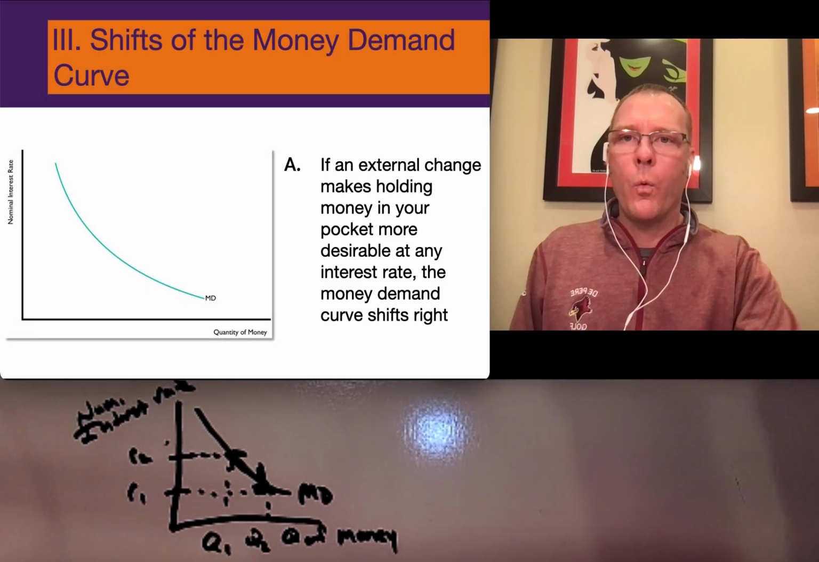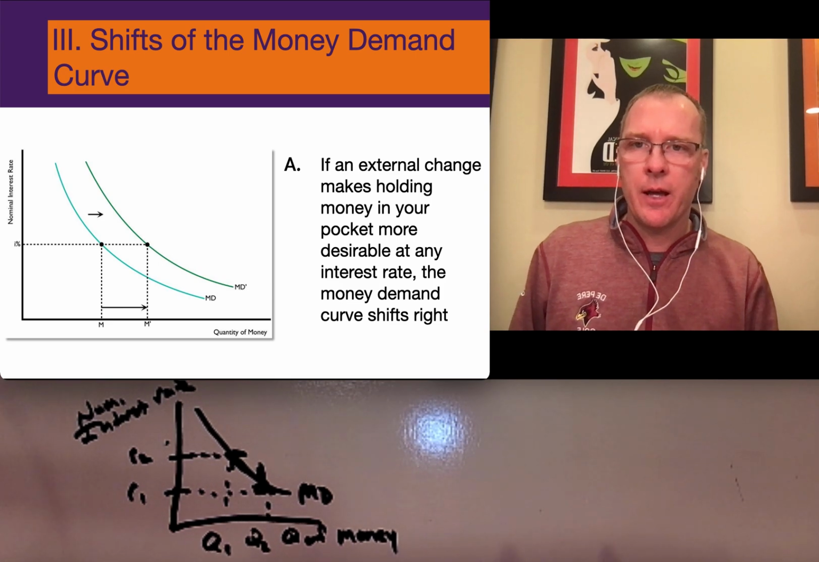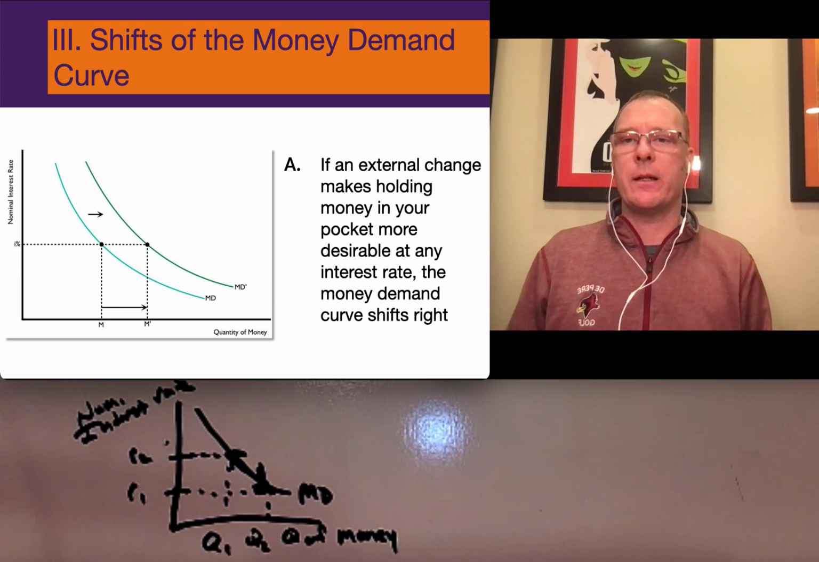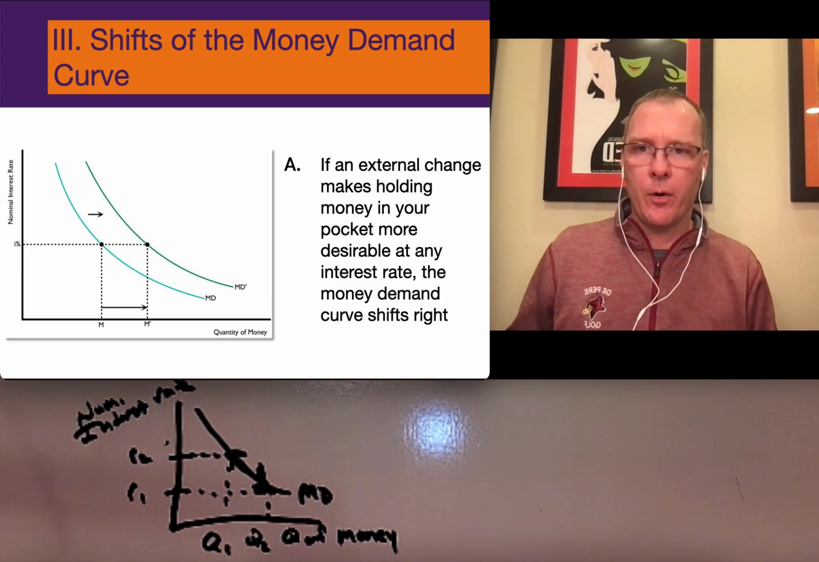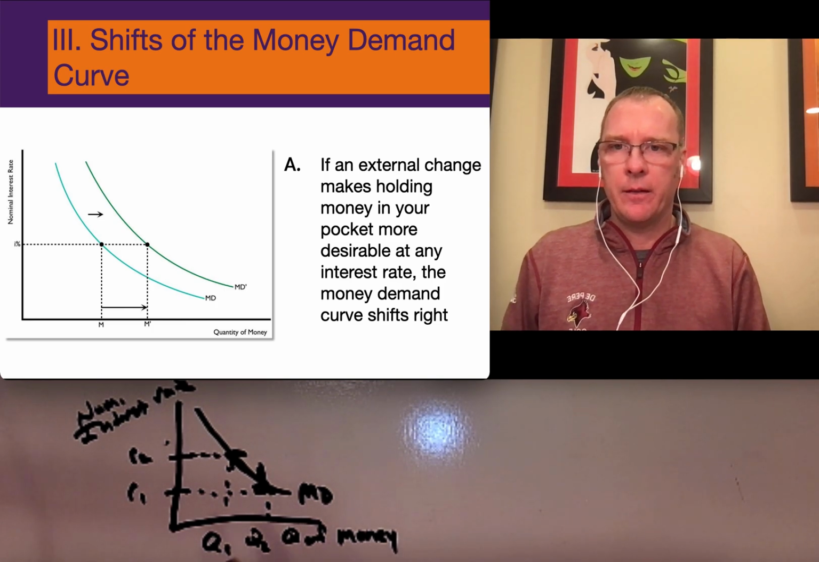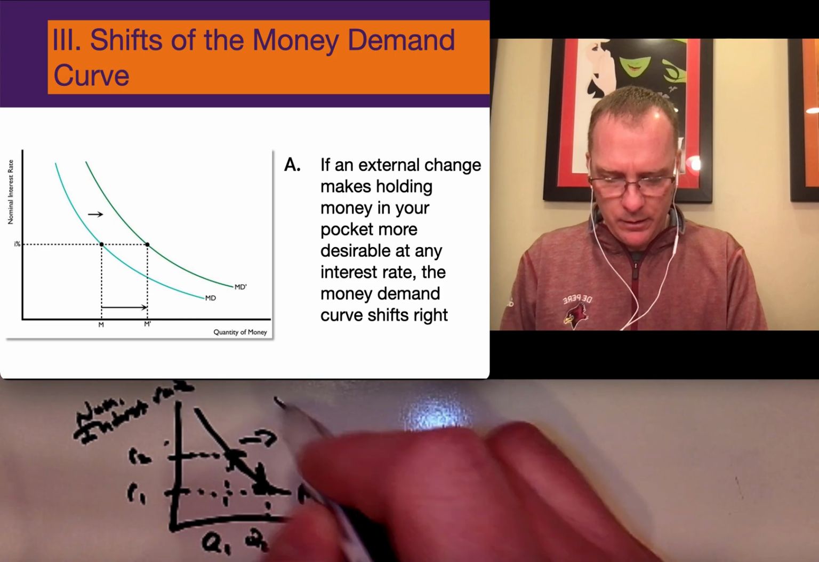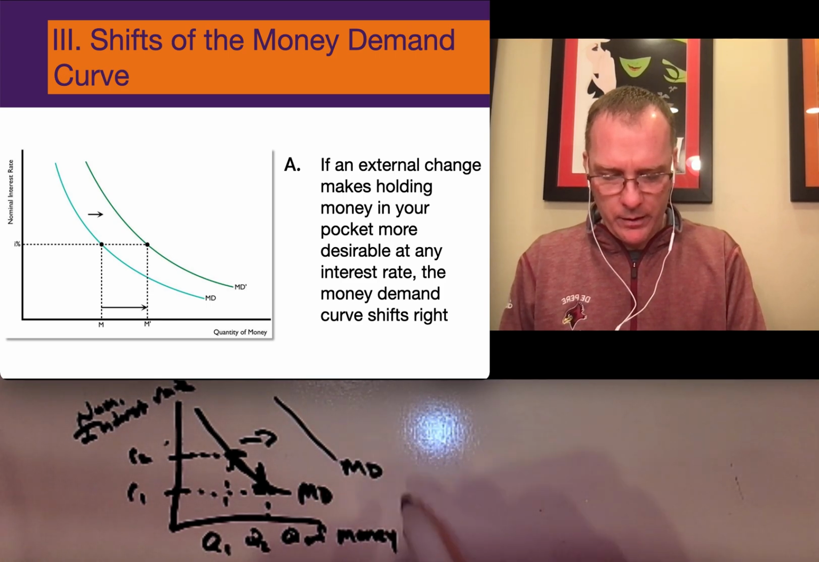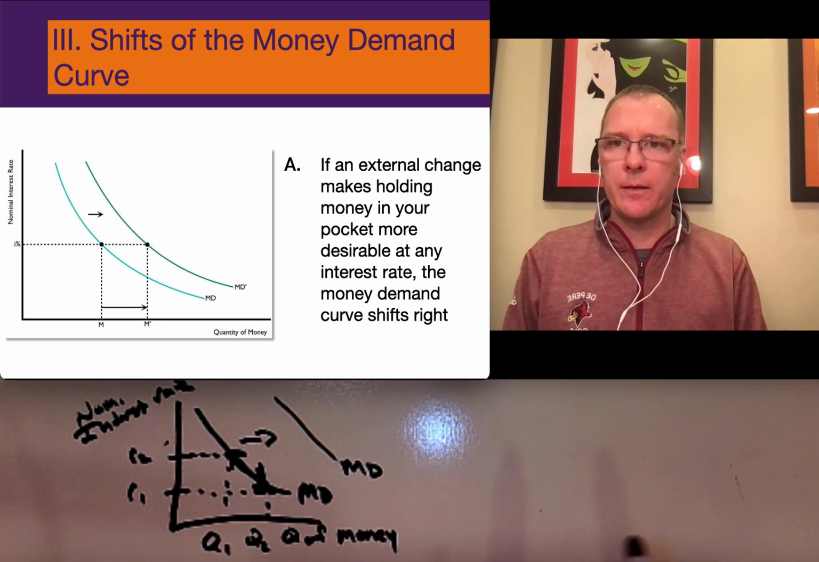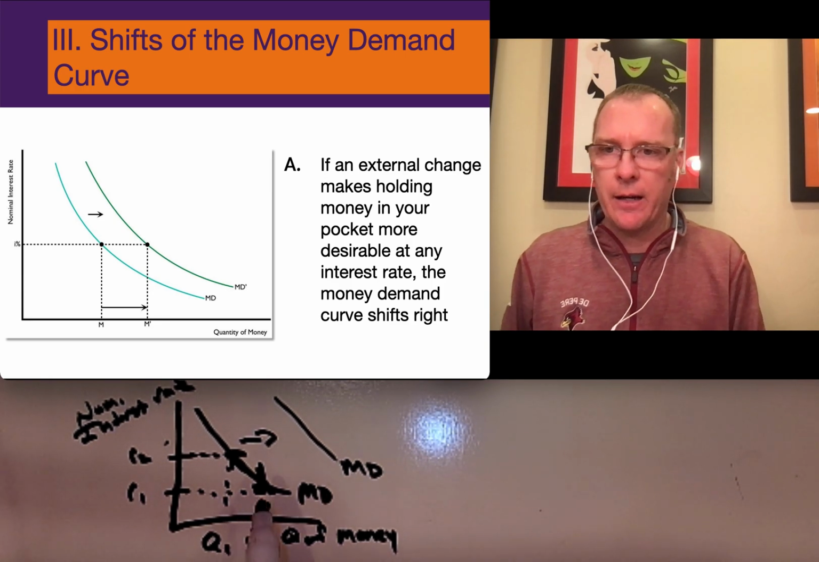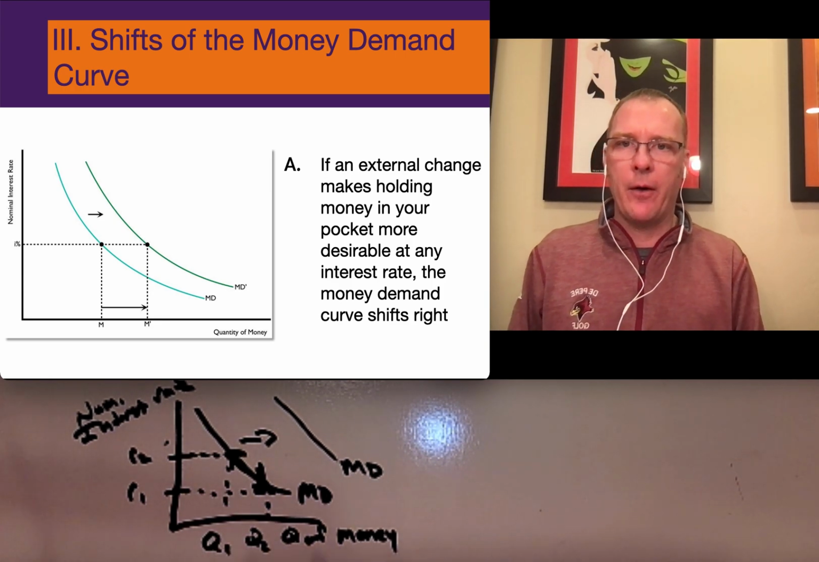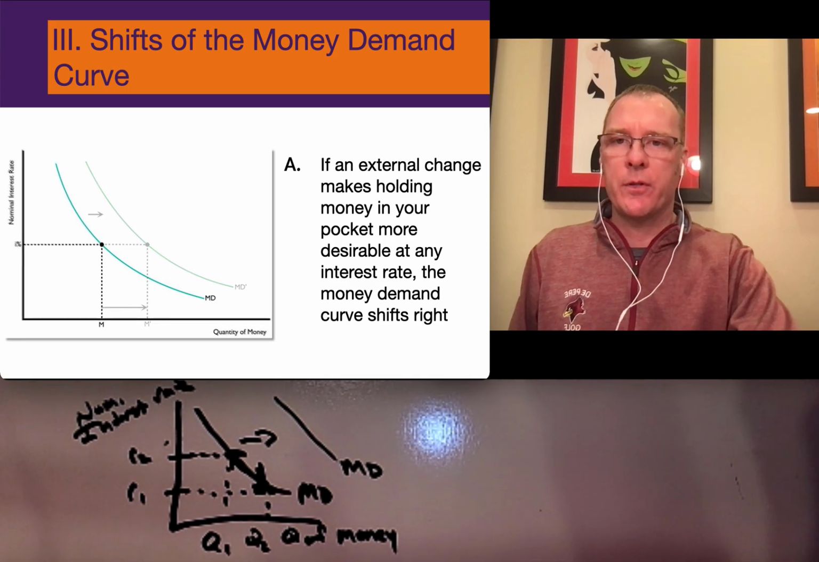So what shifts the entire curve? One of the things that shifts the entire curve is some reason why having money in your pocket is more desirable than the interest rate I'm getting. If that's the case, I might see something like this, where money demand shifts out to the right because there's an external change. It's not an interest rate change. It's not going up and down. It's something else. So what are those things?